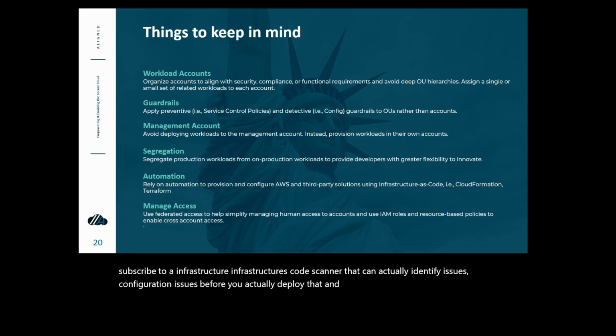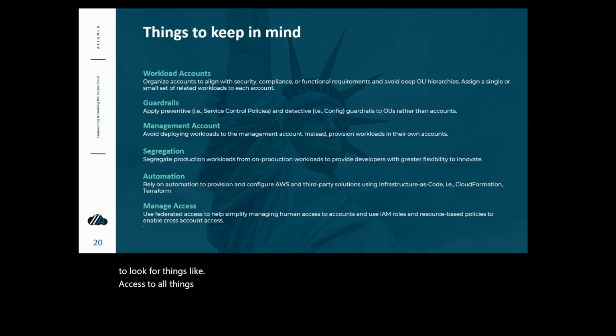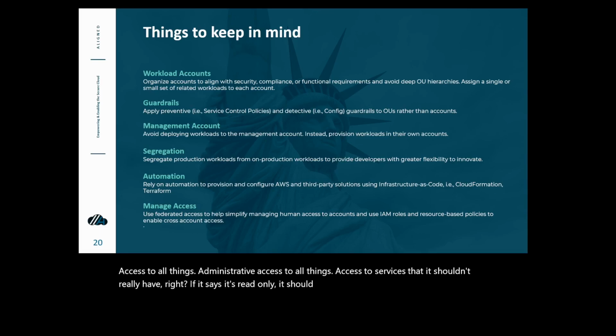And if you're being asked to deploy infrastructure as code, whether it's Terraform or CloudFormation, then evaluate it, right? You want to look for things like administrative access to all things, or access to services it shouldn't really have. If it says it's read-only, it should only have get and list permissions, and so on. And then manage access. Use federated access to help simplify managing human access to accounts. Use those cross-account roles that I talked about, right?